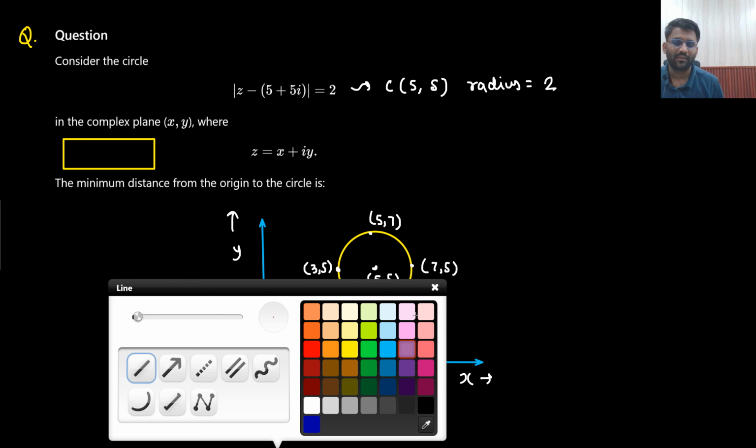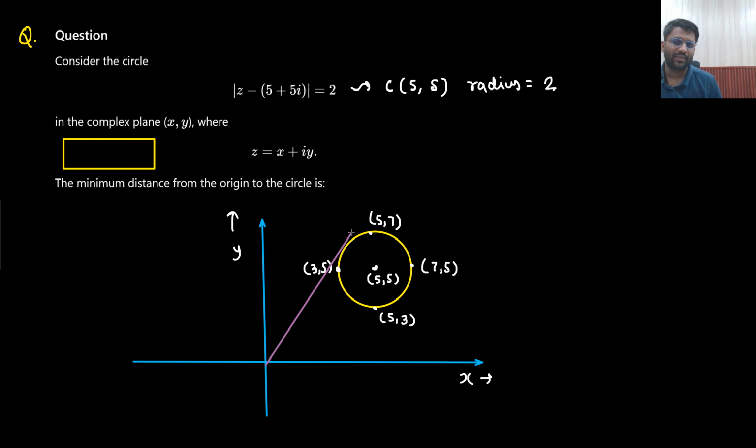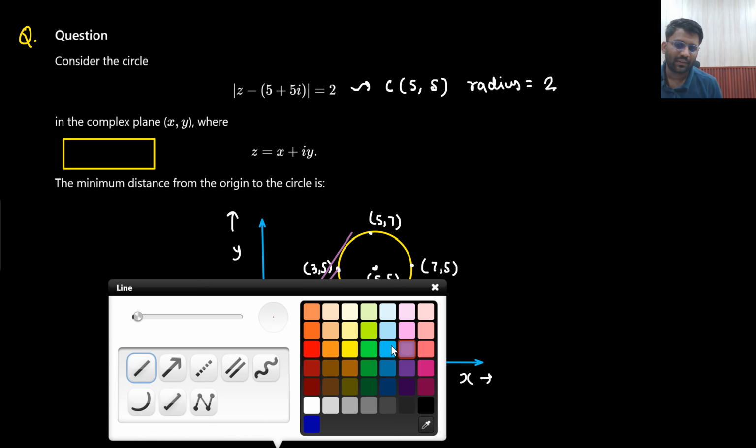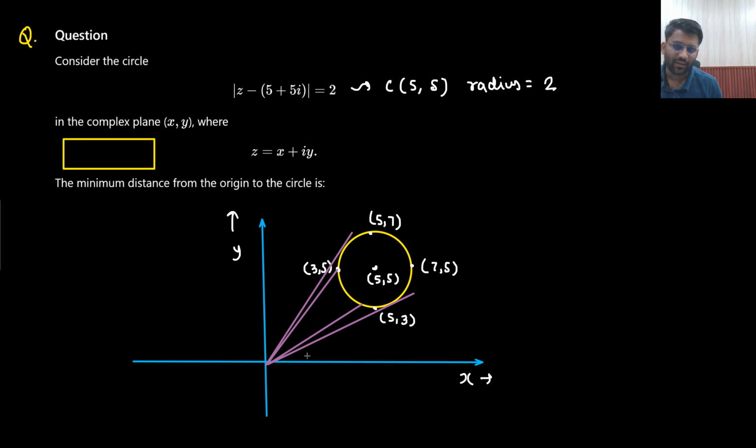Think a bit. Is this the minimum distance? The minimum distance from the origin to the circle. Which will be the minimum distance? Sir, this particular distance will be minimum. Isn't it? Say yes or no.